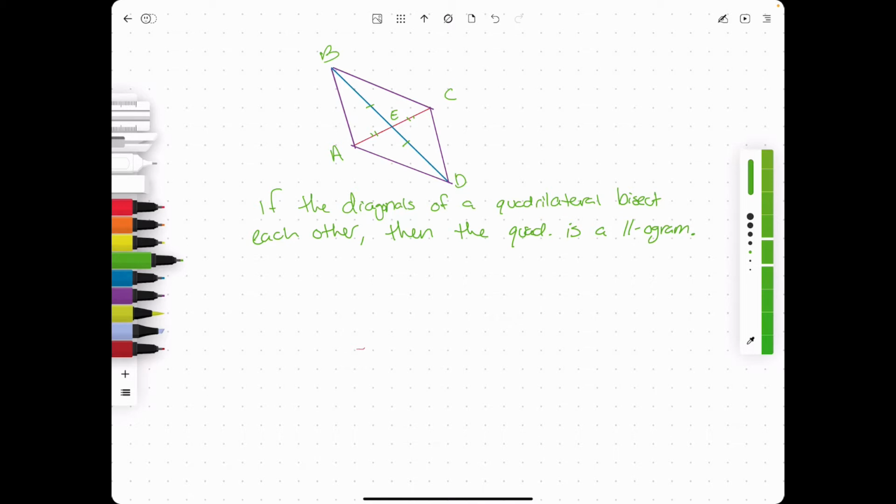Do you know? What do you know? What's in the middle of this? The bisect. What kind of angles? Right angles. Not right angles. They form an X.